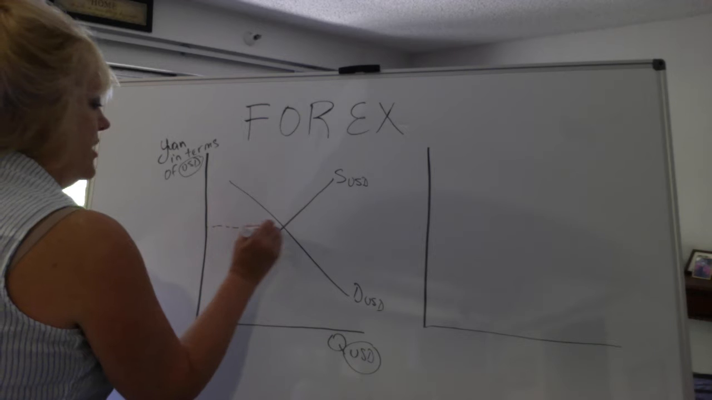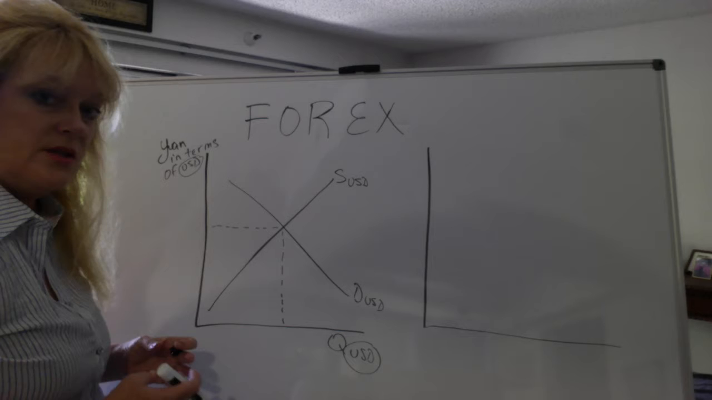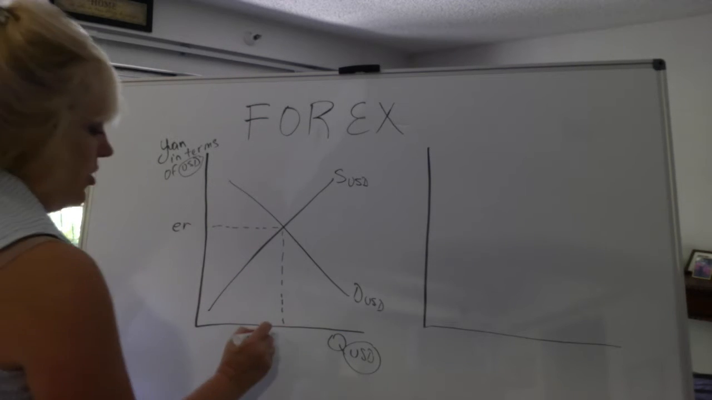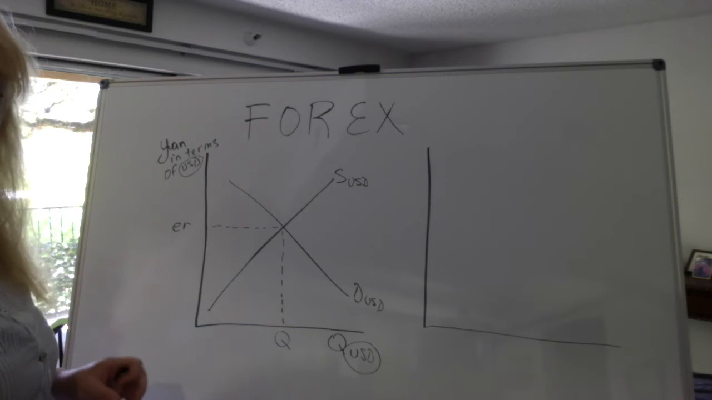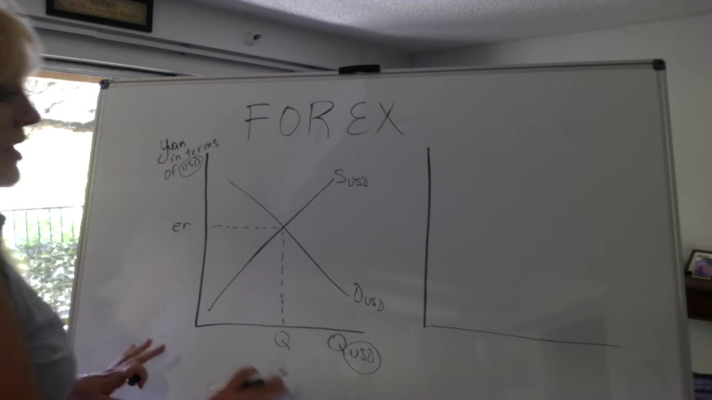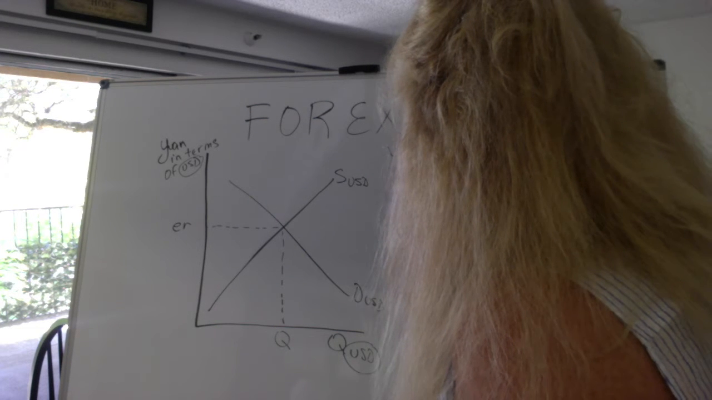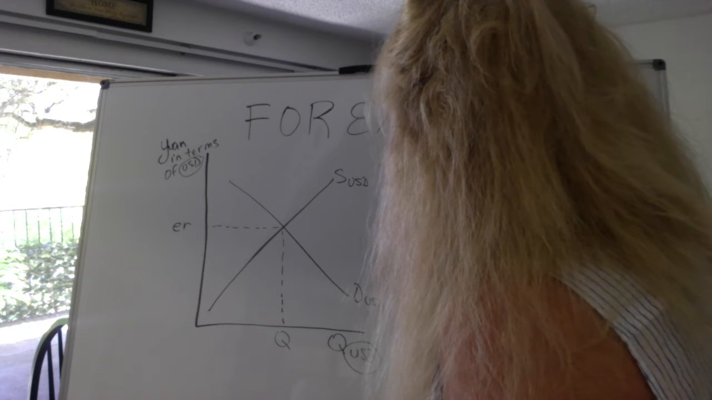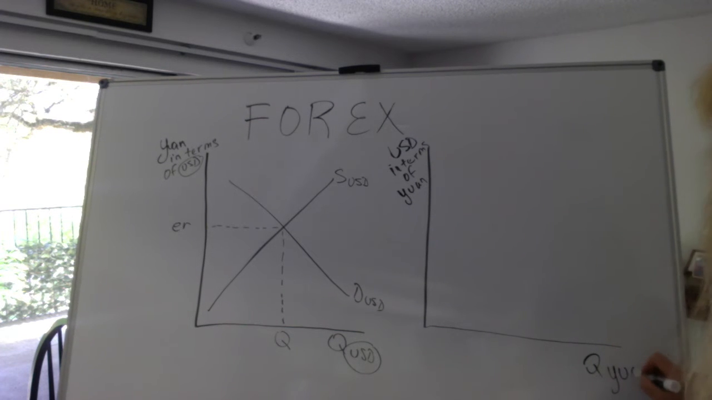And at our intersection, we know the intersection is the price that a good is going to trade at. At this intersection, we have our exchange rate, which is labeled ER, and our quantity of USD being traded in this market. We're just setting up these diagrams. Nothing's happening here yet. Now let's go to our yuan diagram. So over here we have our USD in terms of yuan, and our quantity of yuan.